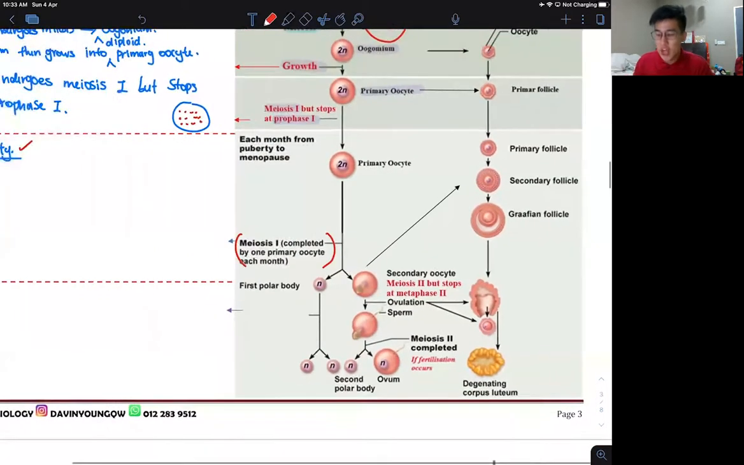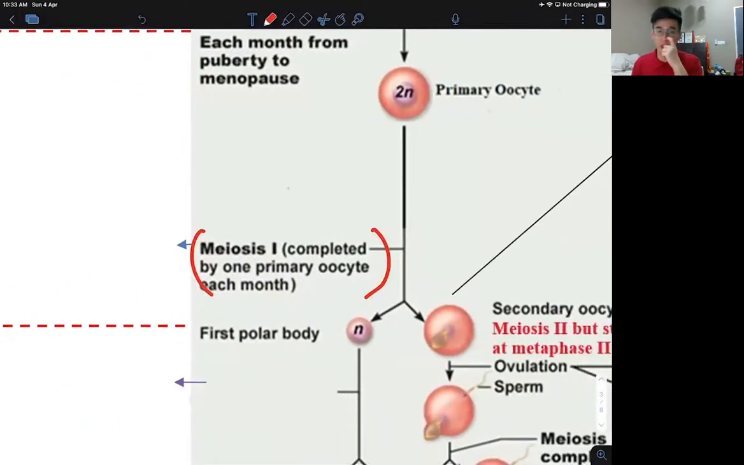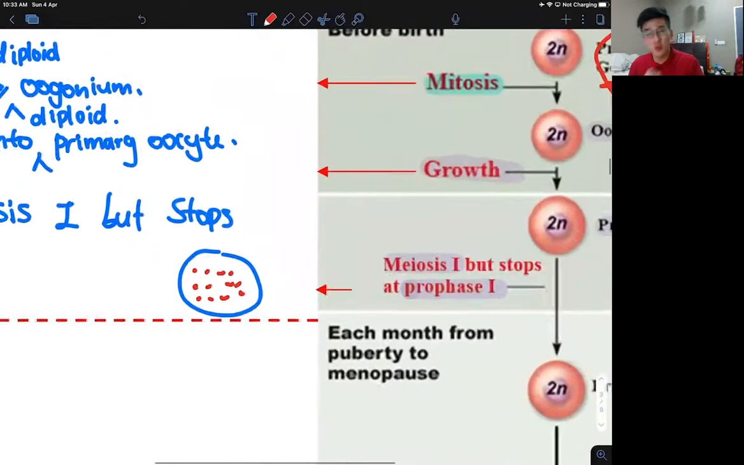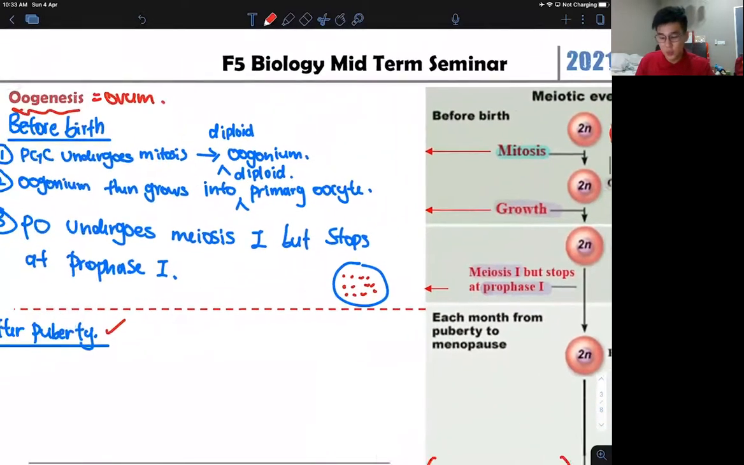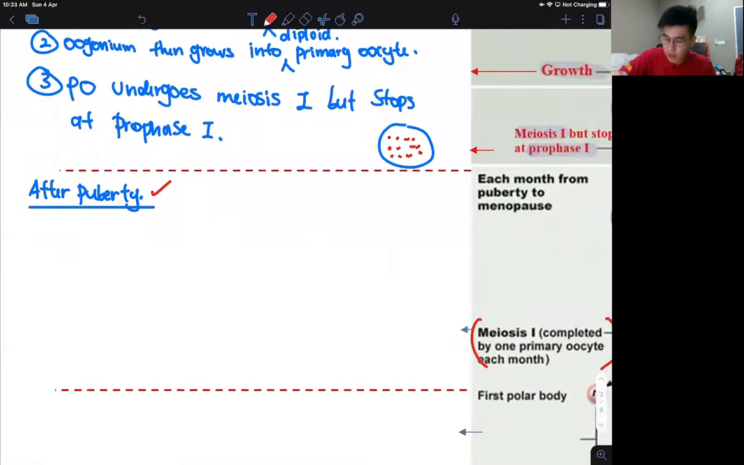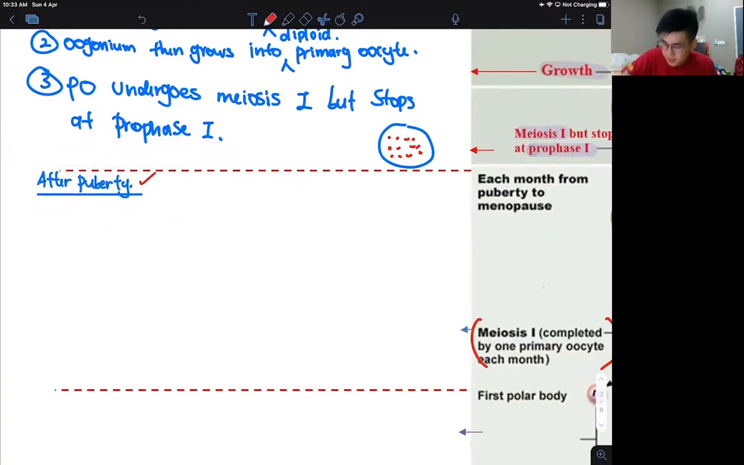Okay, so actually not all the primary oocytes, only one. Completed by one primary oocyte each month. So every month, of all these primary oocytes, one will be randomly selected to complete meiosis 1. Understand? So I write here, can I use another color for here? A smaller bit. This part actually needs more writing, so write smaller. So I continue number 1 here.